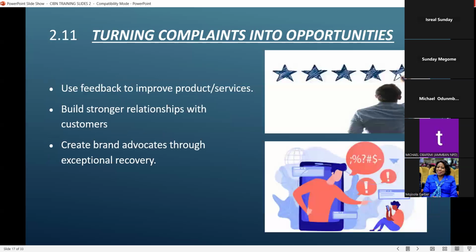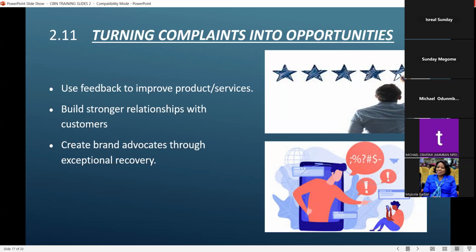Turning customers' complaints into opportunities. Remember, the essence of complaints is for us to turn them into opportunities. Use feedback to improve products and services. The feedback that we get from customers is what we're supposed to use to improve our products and services. Customer tells you this is why something happened. You're supposed to go back inward and fix it and probably innovate, bring up a solution to ensure that complaint does not happen again.